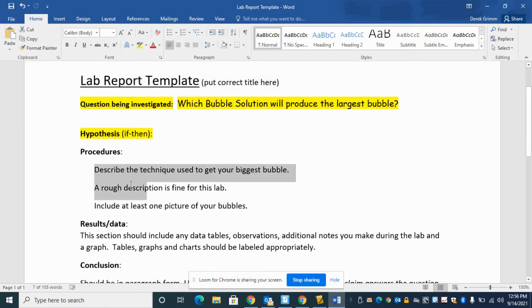Next, we need to work on our procedure, kind of a rough description of what we did in the lab, step by step by step. So we're not going to use pronouns like we, I, our, you. We're going to use third person. For example, step one, grab a straw. Step two, place the straw in the 5% soap solution. Step three, collect soap solution and then place it in front of you on your lab table. Step four, slightly tilt your straw at an angle, blow slowly and steadily to produce a large bubble.